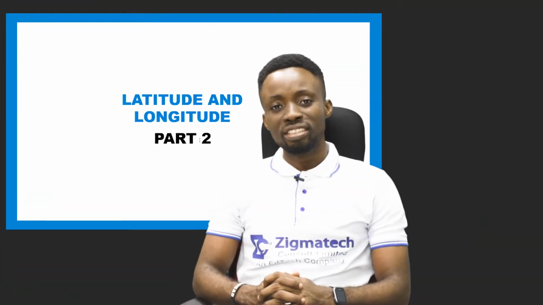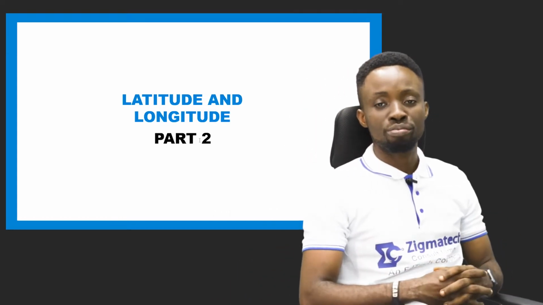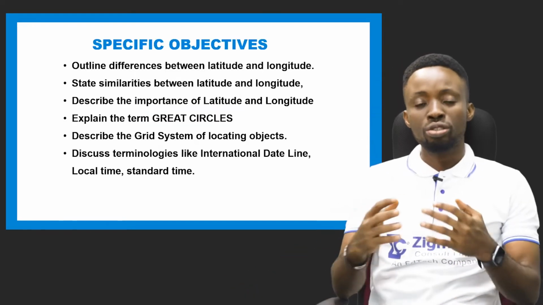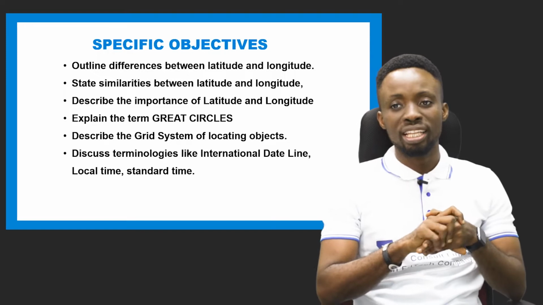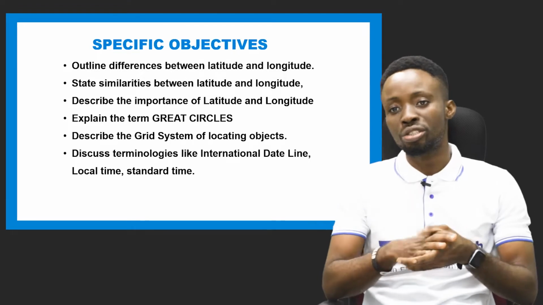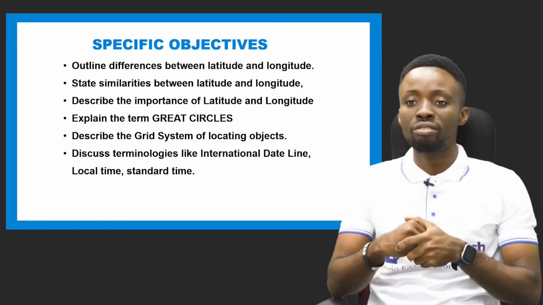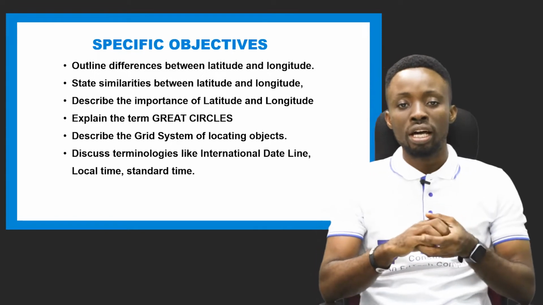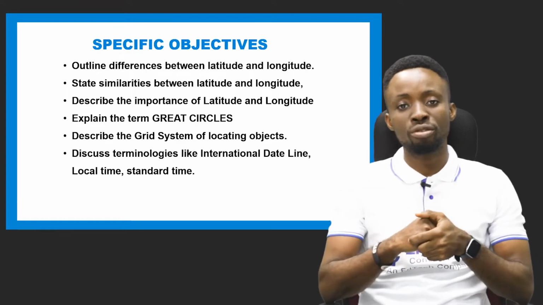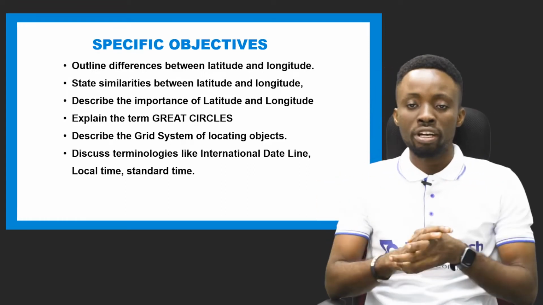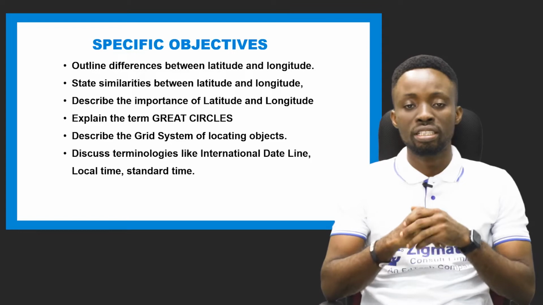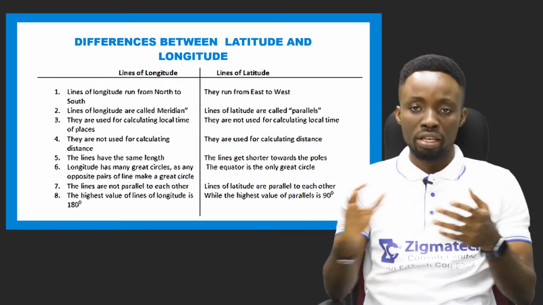So, in today's lesson, we are going to continue from where we stopped. That's longitude and latitude. And we are going to look at the differences between latitude and longitude. Then we'll also look at the similarities we have between latitude and longitude and the importance or relevance of latitude and longitude. And then we're also going to look at great circles, and we'll also look at grid system of locating objects. And then we'll finally look at terminologies like international dateline, local time, and standard time. So let's head right in.